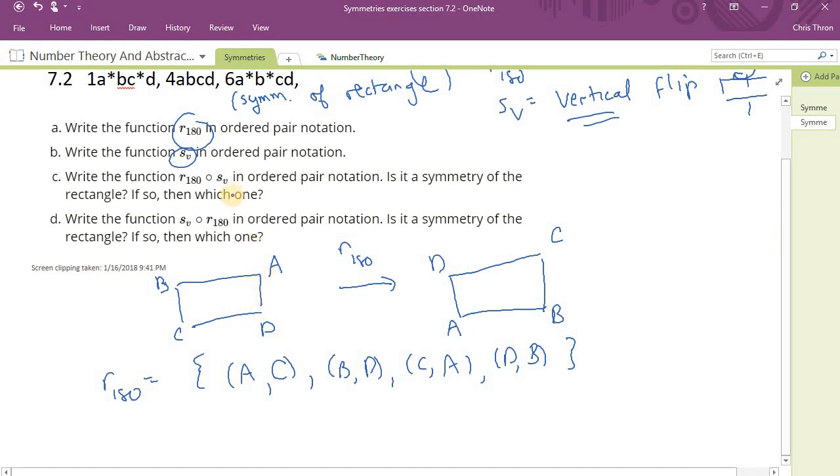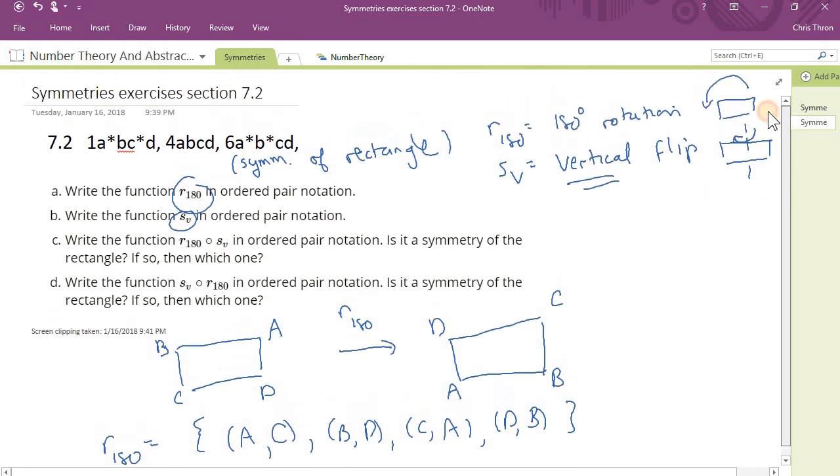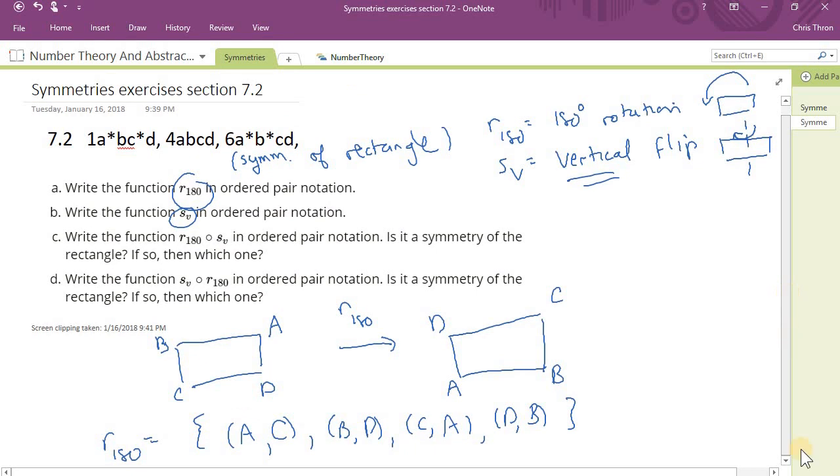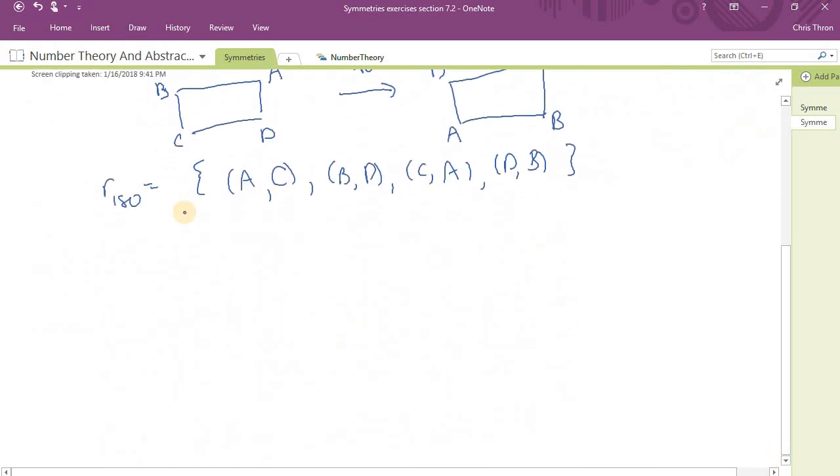No, I didn't want to do SV, but I think I'm going to have to do SV because I can't do it otherwise. I'll let you figure this out yourself also. With SV, you can draw the picture yourself, but SV is going to be equal to, well, let's see, A goes to the position of B, I think. And then B is going to go to the position of A, and then C goes to the position of D, and then D goes to the position of C.